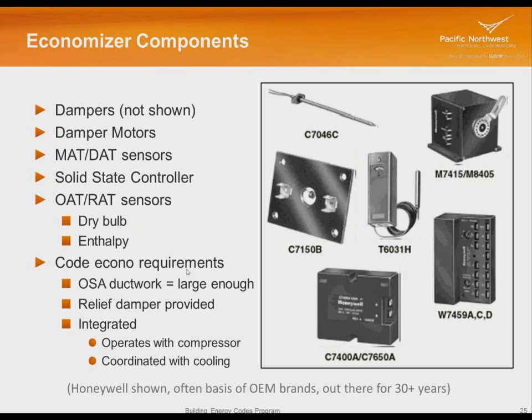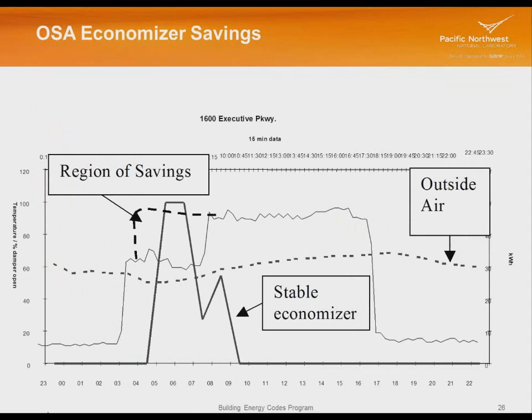There's some code requirements. The outside air ductwork needs to be large enough. There needs to be a relief damper provided. It may be located right in the unit, or it may be located in the return air ductwork if that's up on the roof, so the air can get out of there. It needs to be integrated, which means it operates with a compressor and it's coordinated with cooling. And we'll talk about some of the other control requirements on a slide in a minute. First, let's talk about savings and understand that.